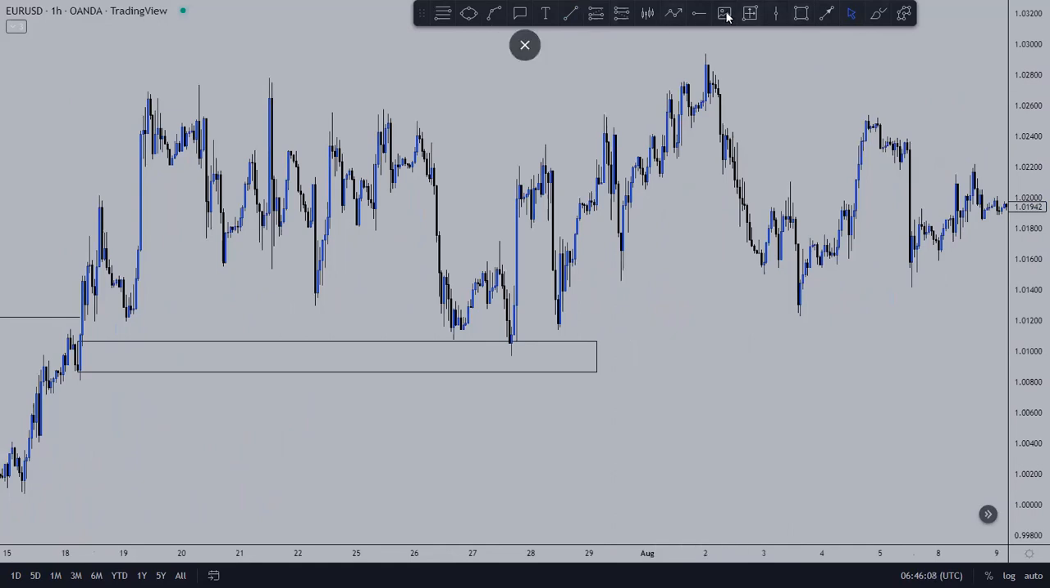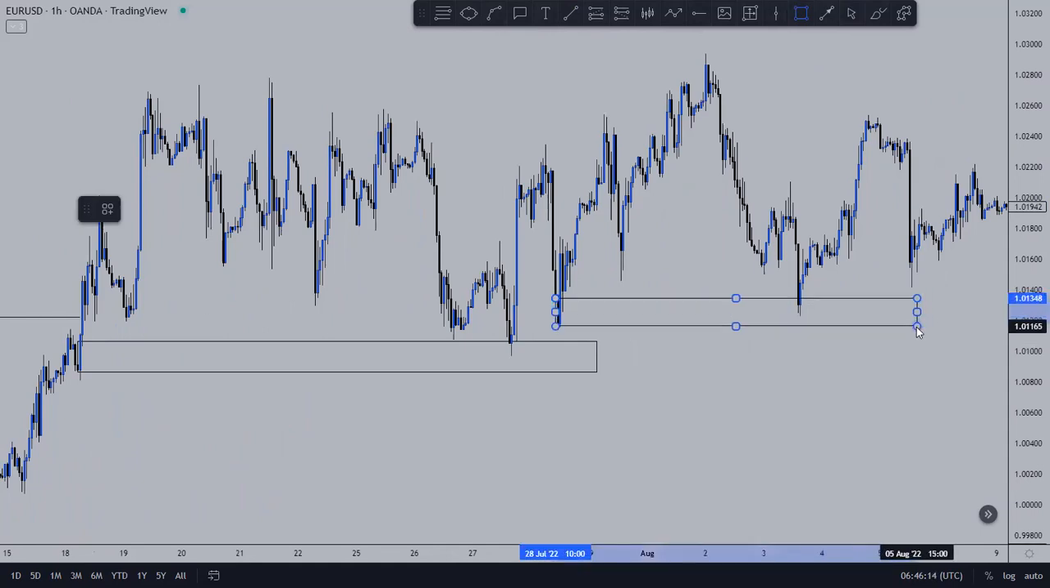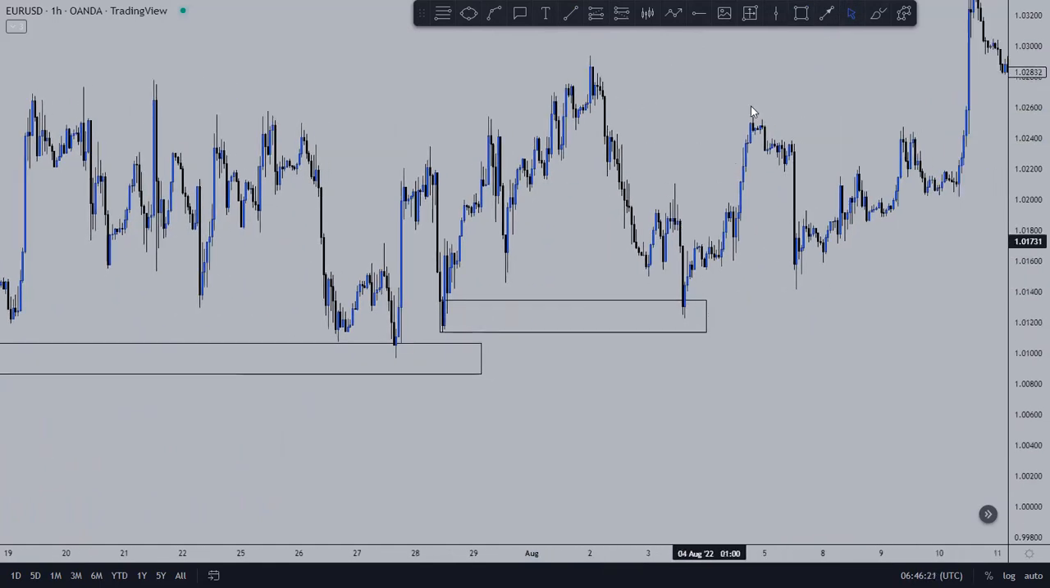As we went up, let's look for another order block. That's another standard order block again. Market came back, went up.